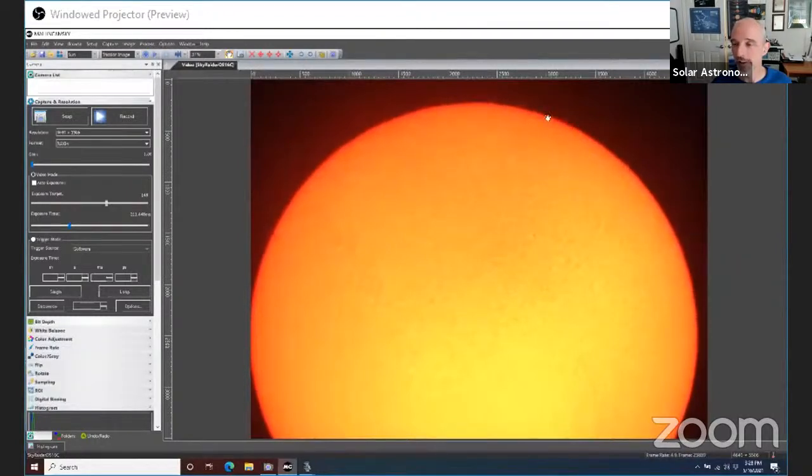We can see the prominence activity still here a little bit at the top, but it's becoming harder to see as the sun is setting, right? And we have to look through more and more atmosphere to get a clear view. Okay.